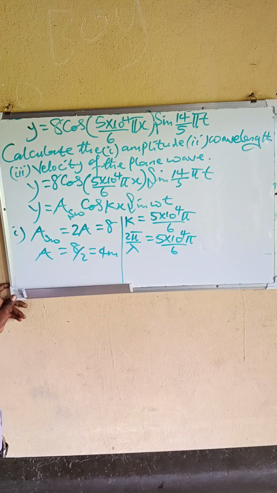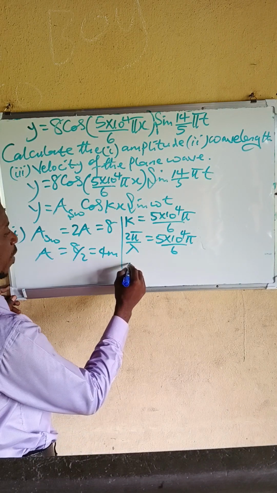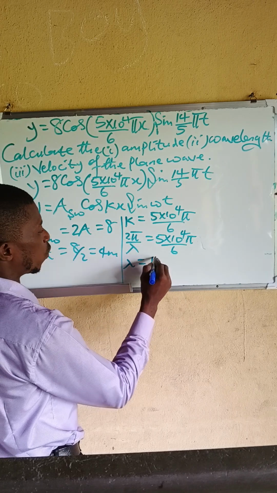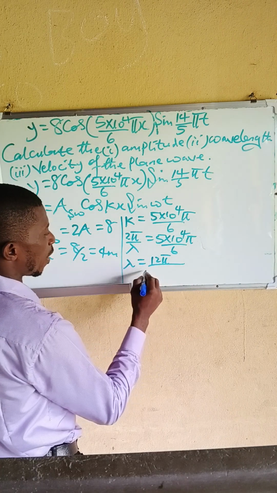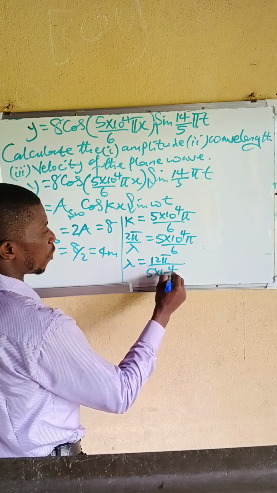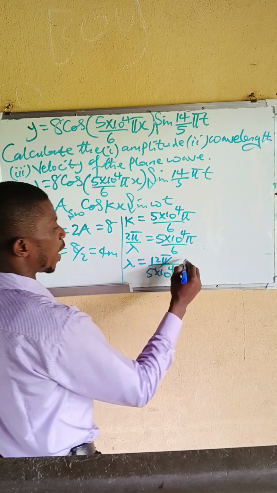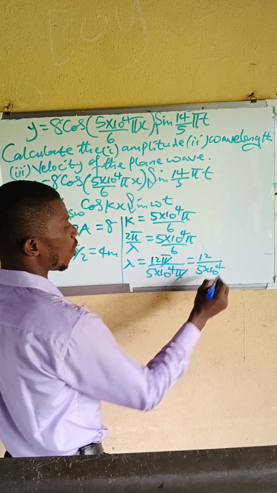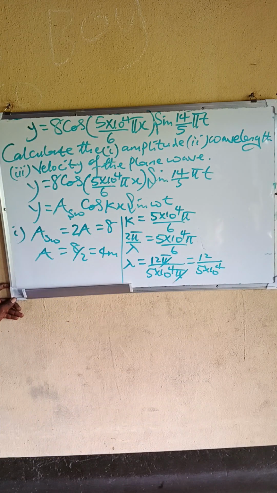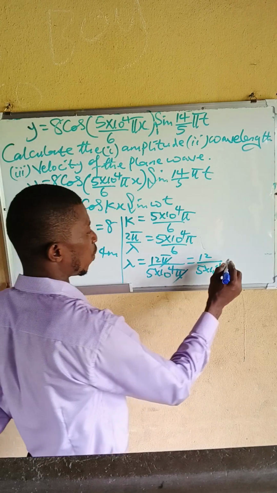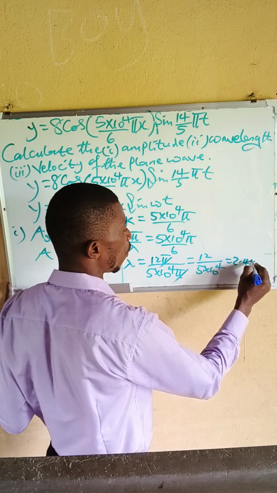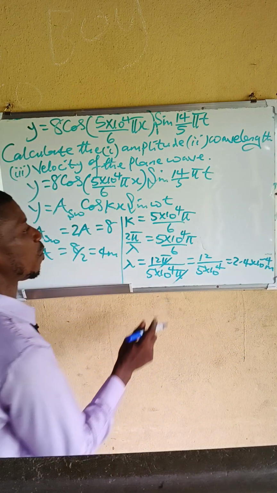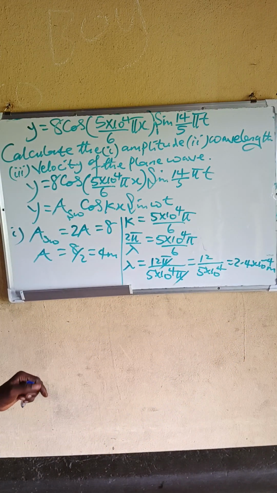I want to make the wavelength the subject of the formula. If I do that, this one will multiply by this, that is 12π over 5 × 10^4 π. π will cancel π, so I have 12 over 5 × 10^4. If you divide this by this, you're going to have 2.4 × 10^-4 meters. This is the wavelength.